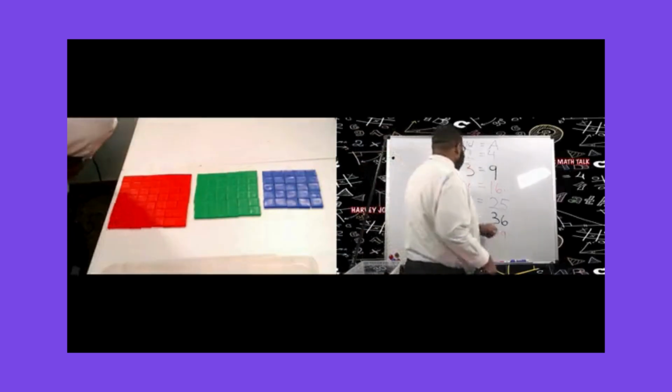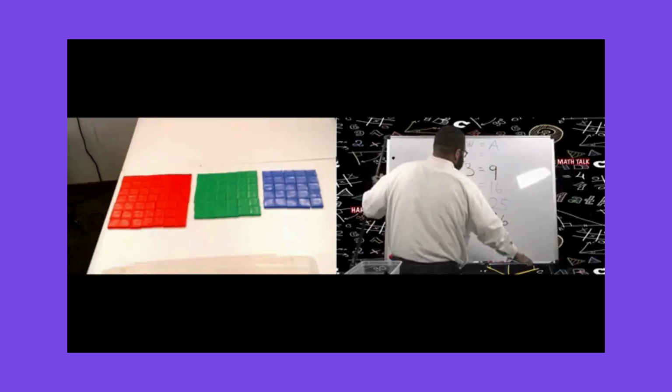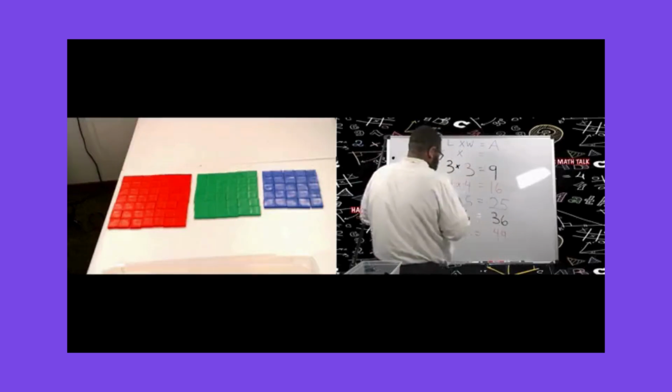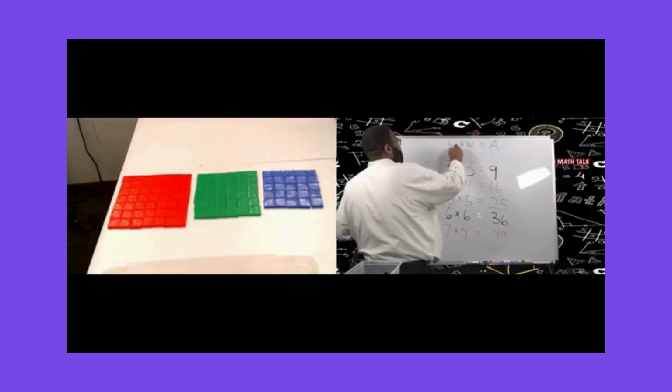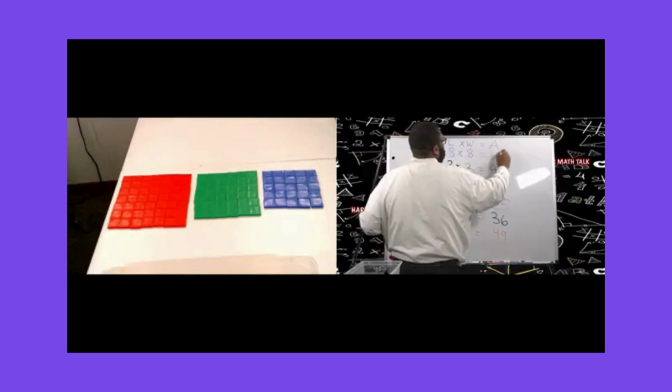And guess what, folks? We're going to see, can we continue this pattern? Let's continue this pattern here. And we're going to push ourselves up here. We'll come after 7. We're going to do 8 multiplied by 8, which is going to be 64. Ooh.